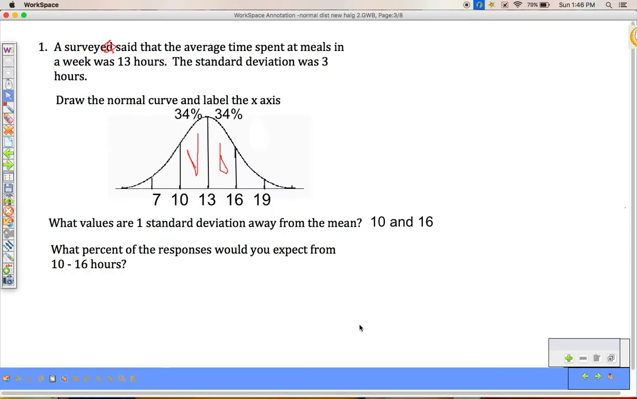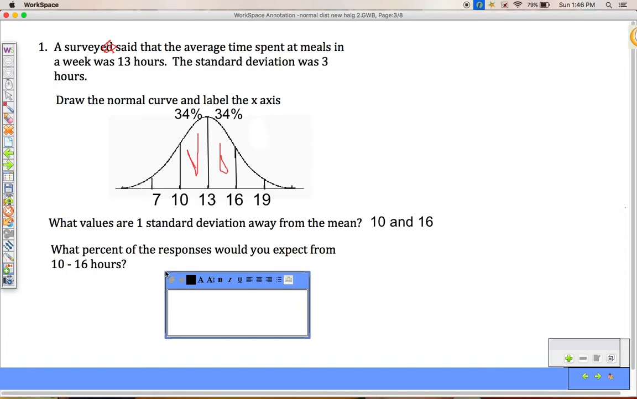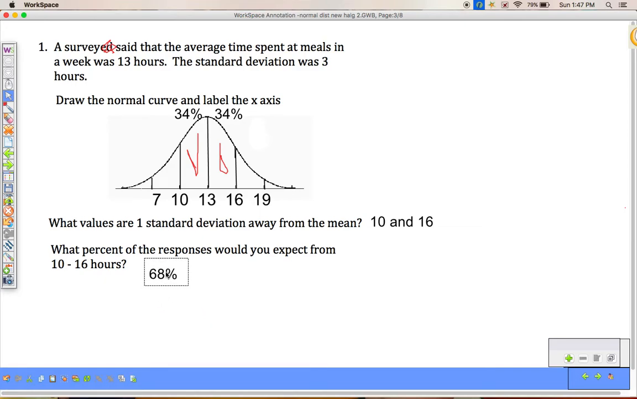Down 1 and up 1. So between 10 and 16 hours, add those two together, we'd say 68% of the people eat between 10 and 16 hours. So in a week, it takes them 10 to 16 hours to eat all of their meals.